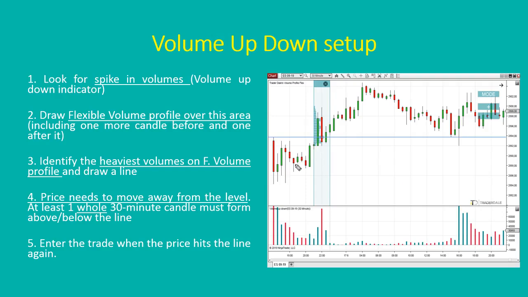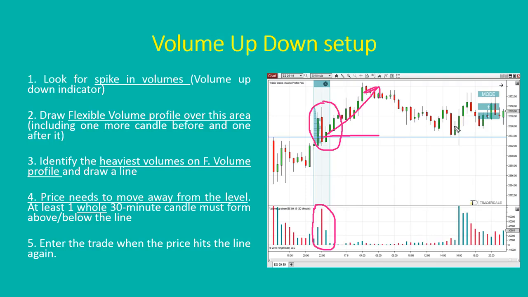The logic behind this setup is basically, you see that something unusual is happening. Big players are entering the market. You see it on the volume up-down indicator. Then you go into the flexible indicator, and you identify at what price level those big guys were entering the market. So it was this level. Then you wait and you see where those big guys pushed the price. So they pushed it upwards.